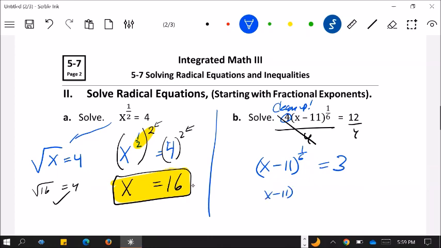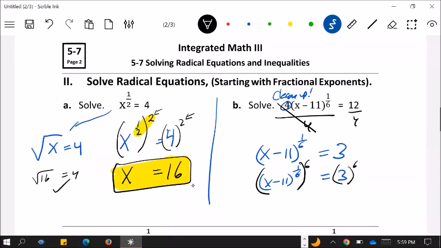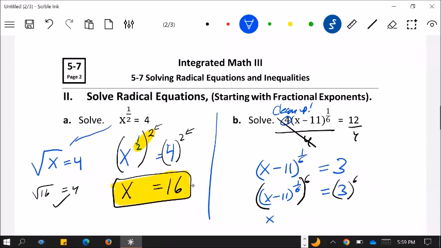I'm going to rewrite it just to show the next step more clearly. Because in this next step, if I take this whole thing and go to the 6th power, it will cancel out that exponent, make it a 1. But I also have to do it on the other side. So that means now I have x minus 11 is equal to 3 times 3 times 3 times 3 times 3 times 3, which is 729. Calculator is a wonderful thing. And I'll add 11 to make that 0 and have just the x by itself. So that means x is equal to 740.